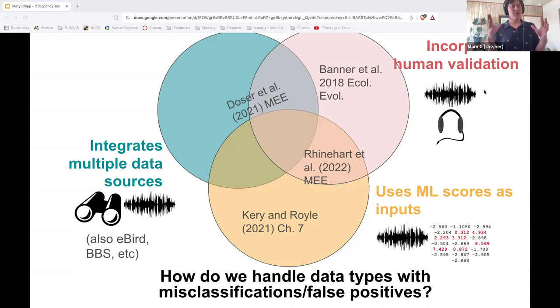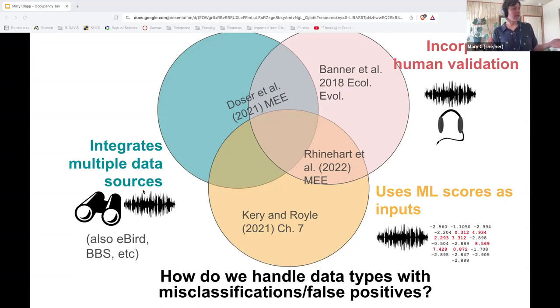There are also a set of models that incorporate human validation into the process, including Banner et al., Reinhardt et al., which uses only acoustic data in her model and validates a subset of it, and uses both the ML scores and those validations to determine occupancy. And her formulation of that really inspired the way that we handled the scores. But we also had our point count data that we really wanted to leverage.